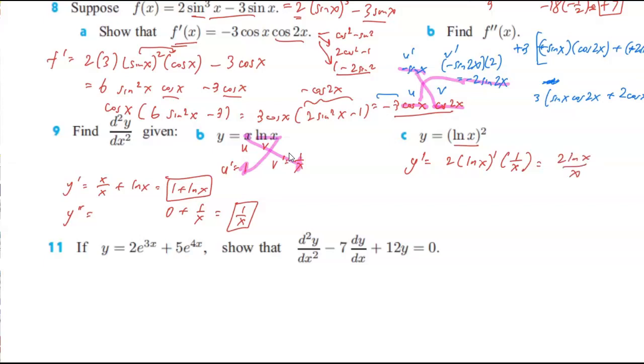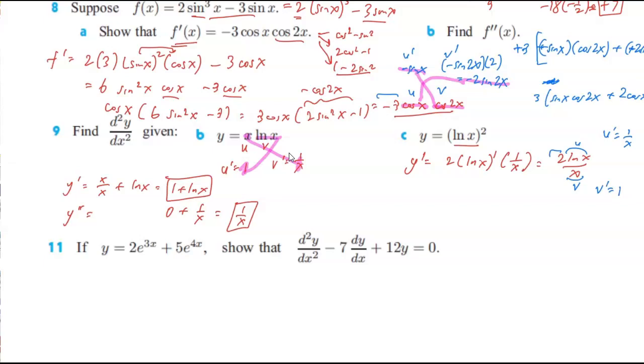The second derivative of this is a quotient. Since this is a quotient, the top is u, the bottom is v. I'm just going to leave the 2 off to the side, okay? So u dash is equal to 1 over x. V dash is equal to 1. So now we're going to have to do quotient rule.